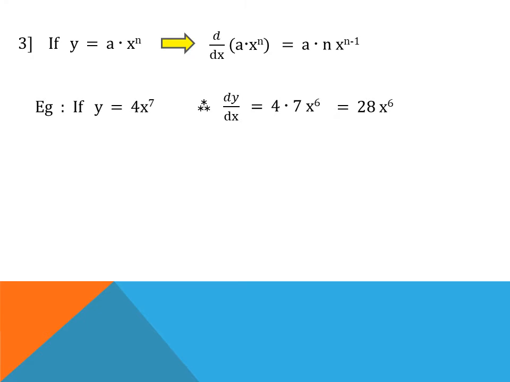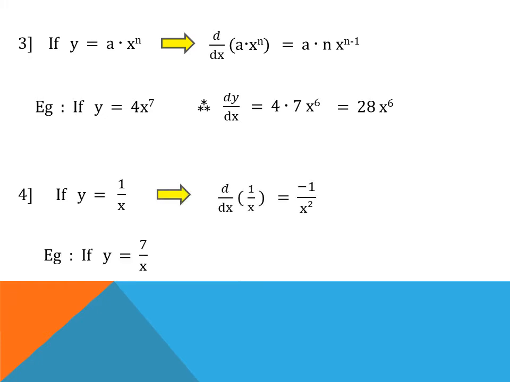Next is derivative of 1 upon x, so that is minus 1 upon x square. So if we have y is equal to 7 upon x, the answer would be minus 7 upon x square.